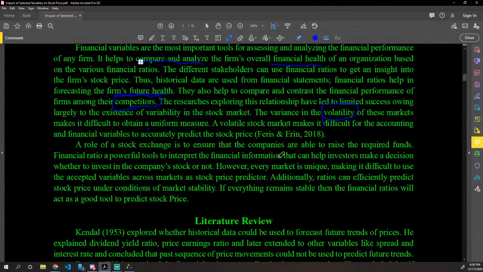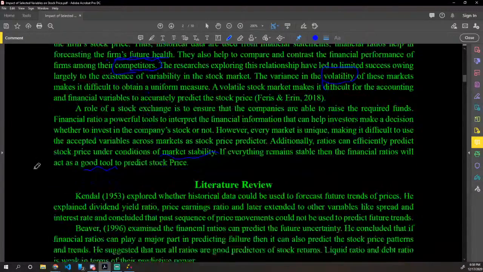or not. However, the market is making it difficult to use effective variables like cross market as stock market, stock price predictor. Additionally, ratios can efficiently predict stock market under conditions of market stability. If everything remains stable, then financial ratios will act as a good tool to predict stock price.